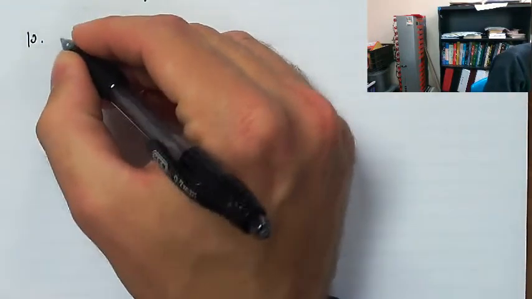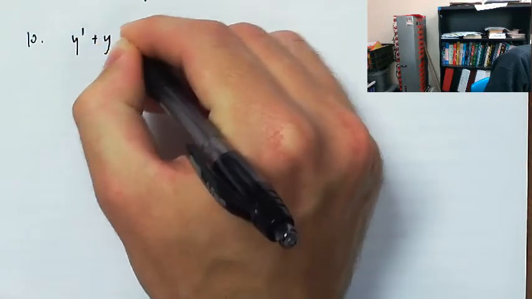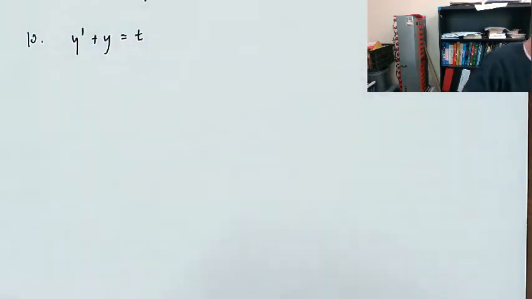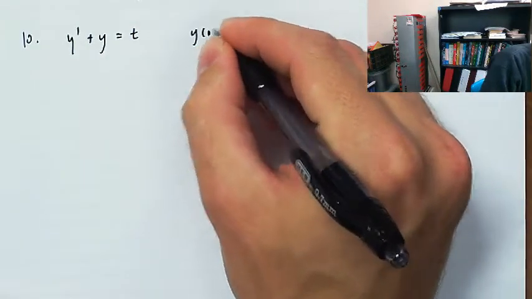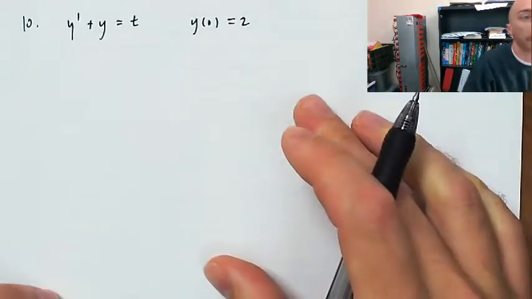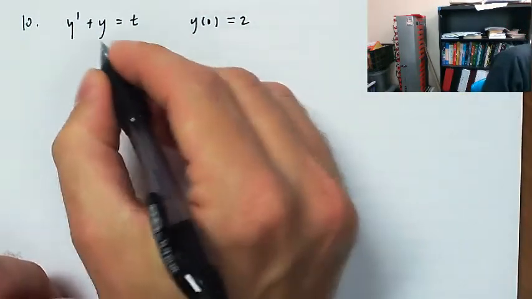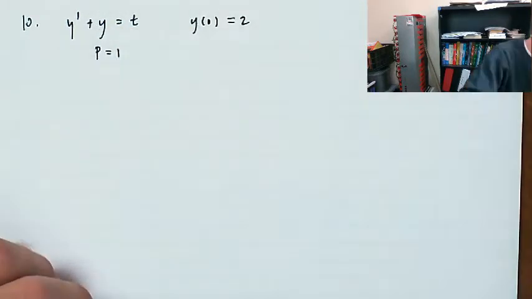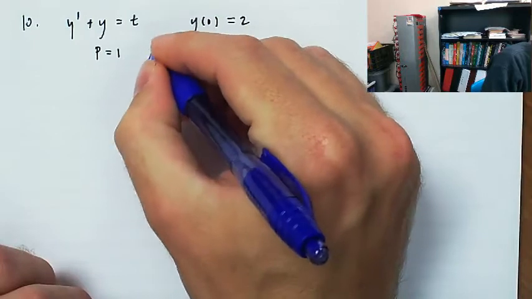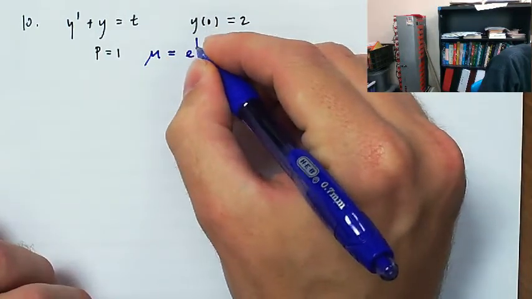Next one is going to be y prime plus y equals t. Oh, and this one has an initial condition. We're going to say y of 0 equals 2. And so hopefully we can find a particular solution here. In this case, p is looking like 1, because this is 1y here. So that means the integrating factor is going to be e to the antiderivative of 1, which is just e to the t.